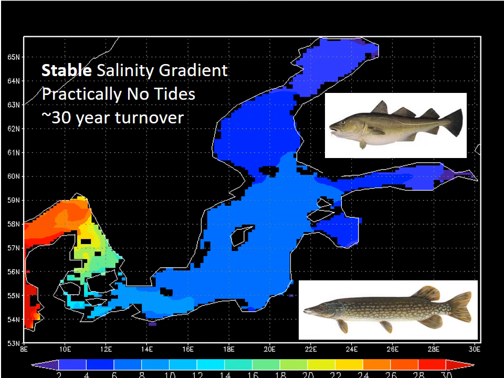So this is a color-coded map of the average salinity of the Baltic Sea. And you can see that there are large regions of it where the salinity is about 8 parts per thousand. So this is interesting.